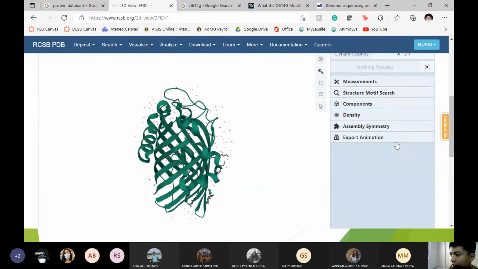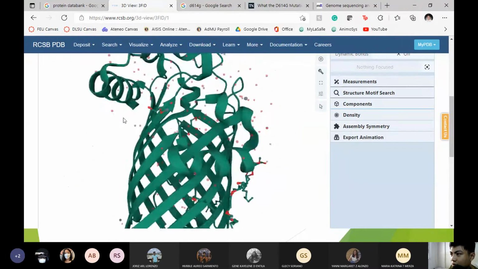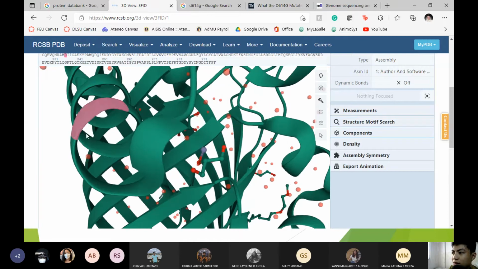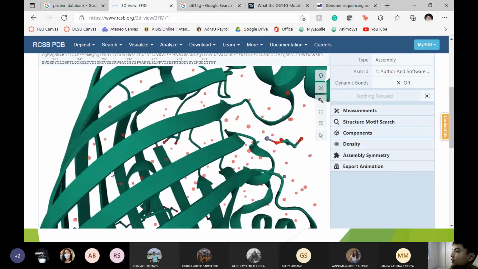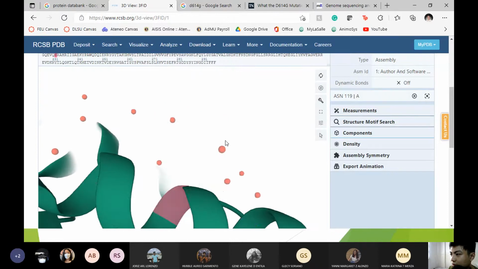May alpha helix ba dito? Can you see an alpha helix? Ayan. So this one is an alpha helix portion. Okay? So this portion here is the alpha helix. Ayan na. Okay? Nakikita niyo yan? So ayan, nakaparing siya. Ayun. So, that is the alpha helix. Okay? So, mag-zoom in tayo.